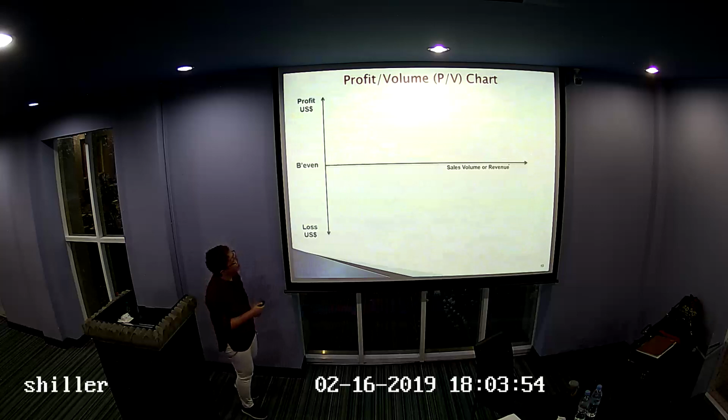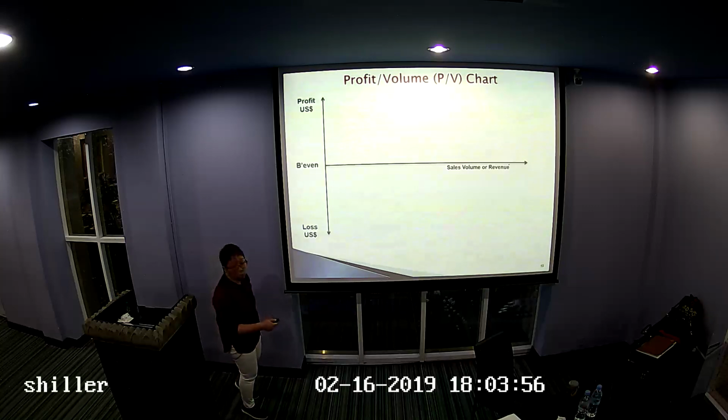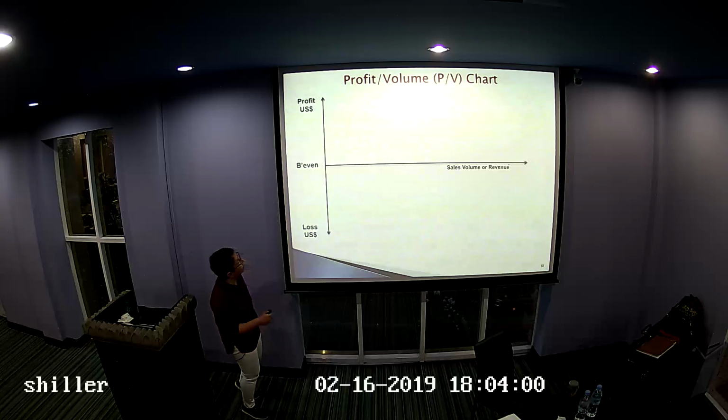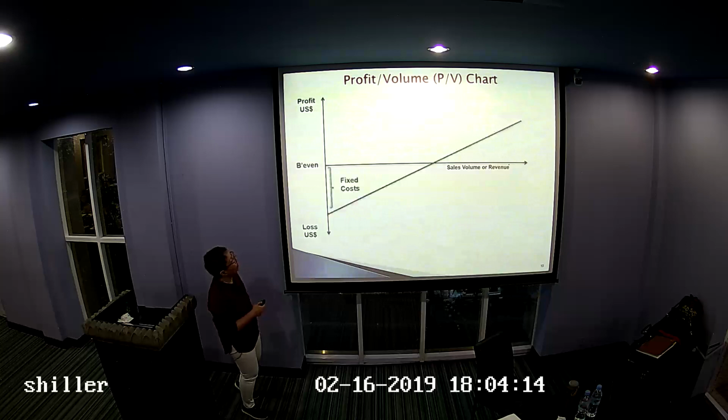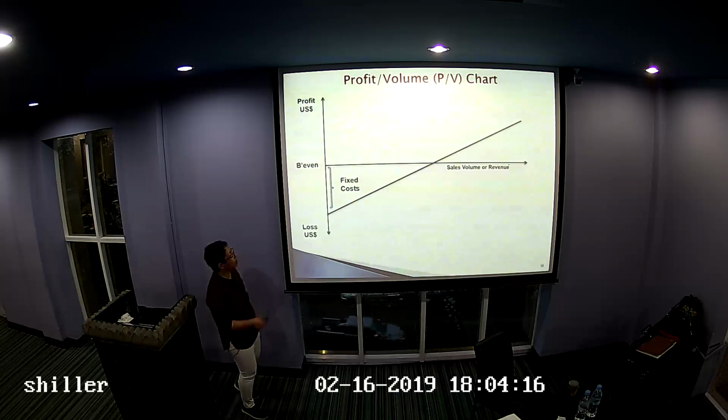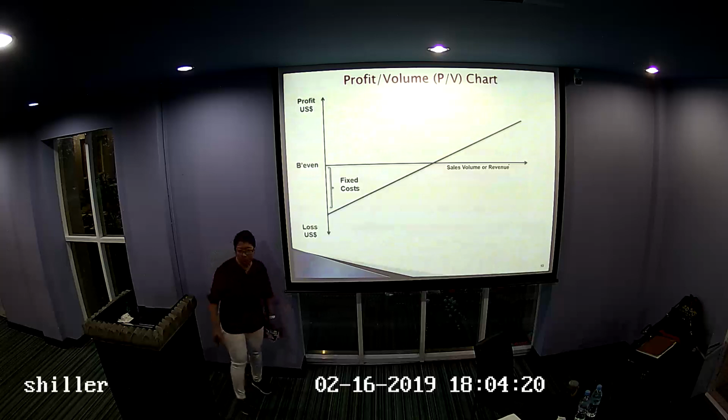This line is your sales volume or sales revenue, so it can be in dollars or number of units. This is your profit and loss line. Why is it in the middle? Break even, which means what? This one here is 0, correct? Now, how did I draw this line? Where do I start and where do I end? Can you tell me?